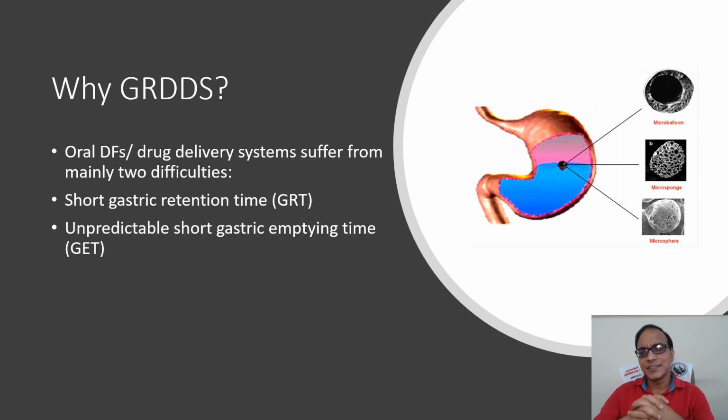Now why GRDDS? Oral sustained drug delivery systems suffer from mainly two difficulties: short gastric residence time, and unpredictable, short gastric emptying time. The GRT and GET are the problematic factors. You need to control these two factors for many kinds of drugs.